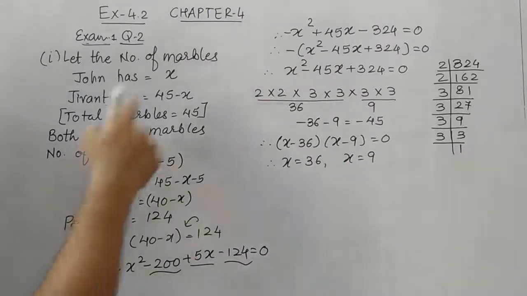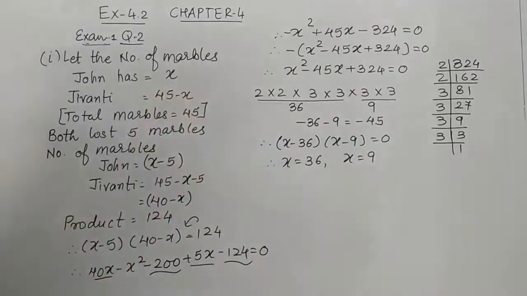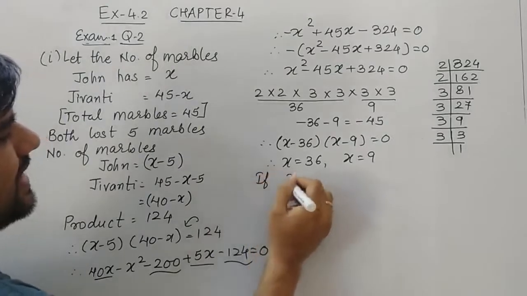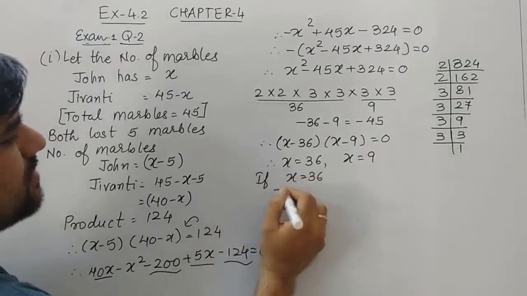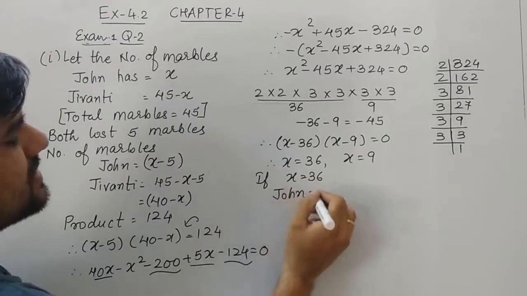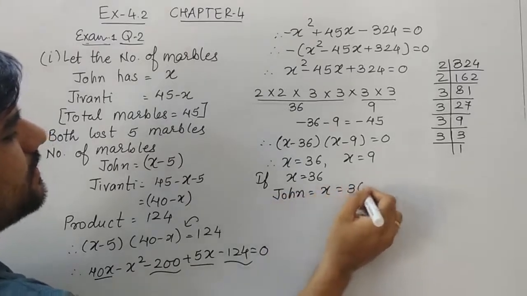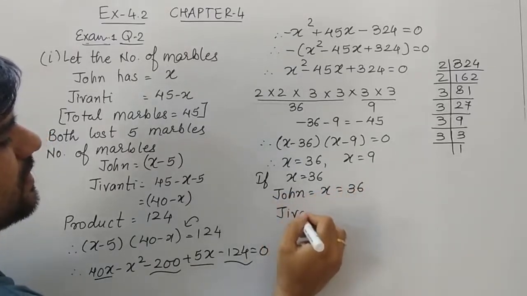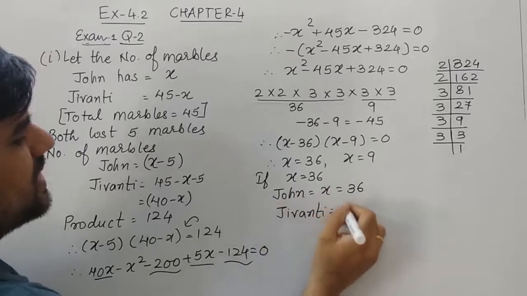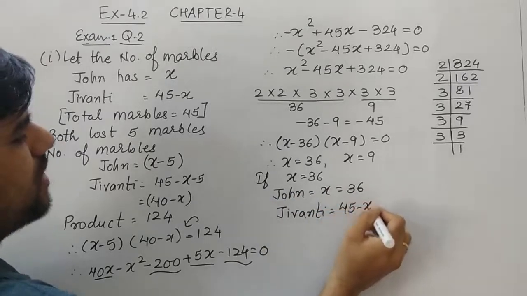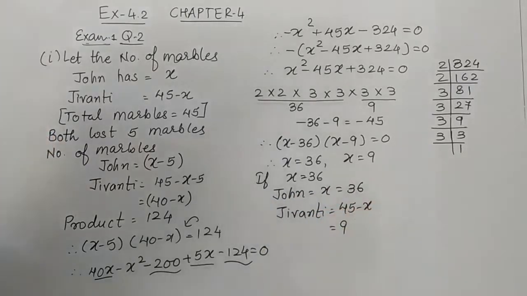Now let us see, we have to find out the number of marbles they have. So now if I take X is 36, that means the number of marbles John has, X, is 36. And Jivanti has 45 minus X. So 45 minus 36 is 9.